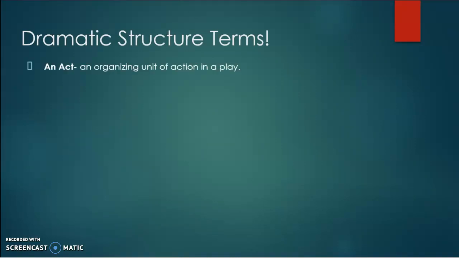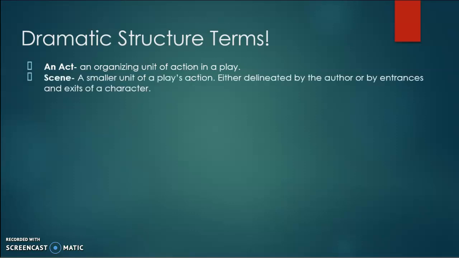So, first, an act. Last week, we read a one-act play. Everything was in a singular act. An act is an organizing unit of action in a play. An act can be short or it can be long. For a long time, we had what was called a well-made play, which was a 3-act drama. Shakespeare writes in 5 acts. So there's a bunch of different ways that you can use an act, but an act generally contains multiple scenes, which is a smaller unit of a play's action.